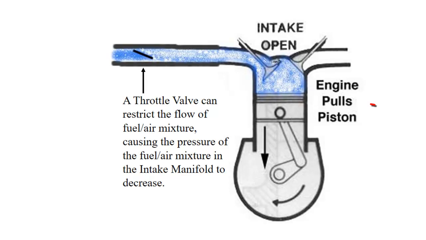The engine is over here demanding fuel air mixture, but we've put a restriction in, and so the fuel air mixture between the throttle and the intake valve is now under sort of what most people would call a vacuum, a lower pressure than atmospheric. We've drawn the pressure down.